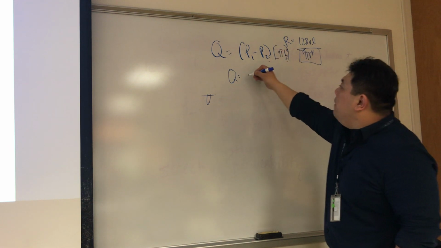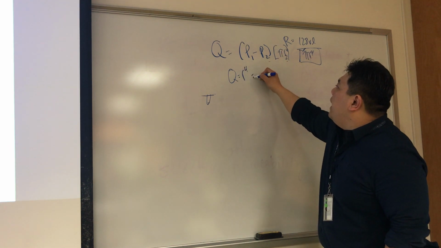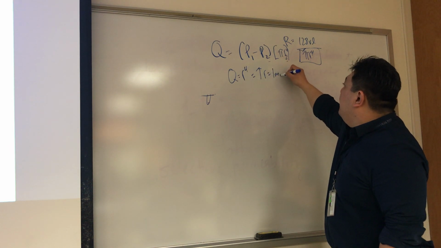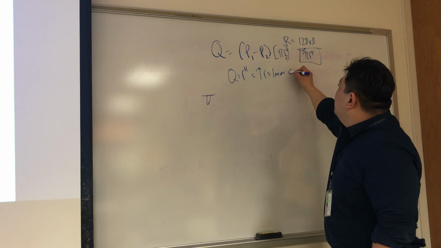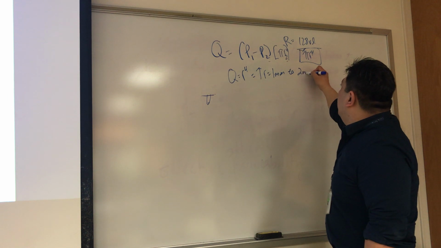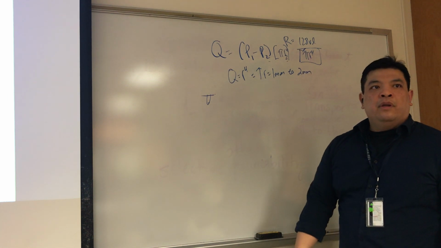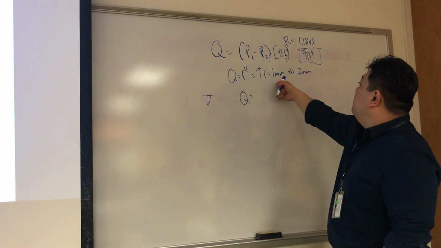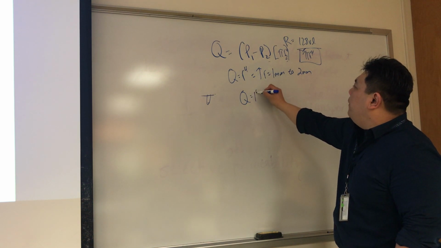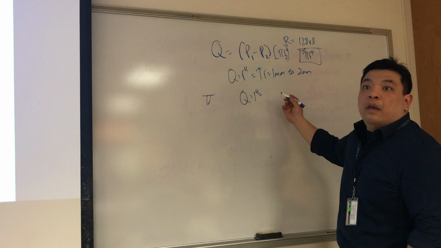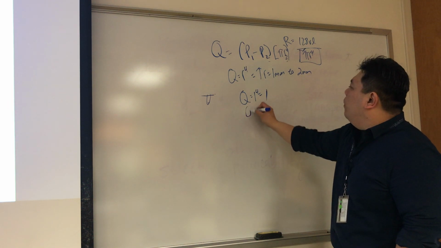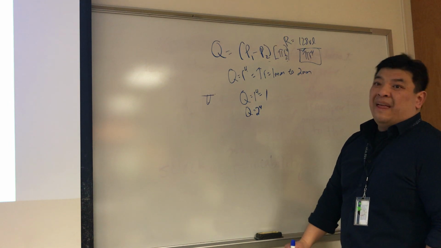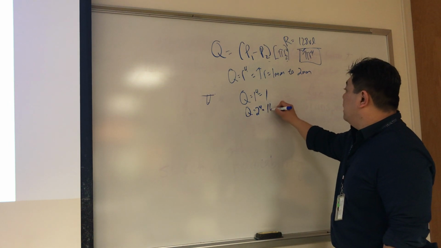Meaning what? If I increase the radius from 1 millimeter to 2 millimeter, what happens? What happens is this. If I go from 1 millimeter, 1 to the fourth power is 1. All right? How about 2 to the fourth power? That's 16. All right?